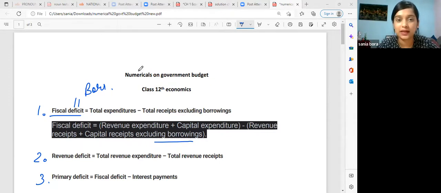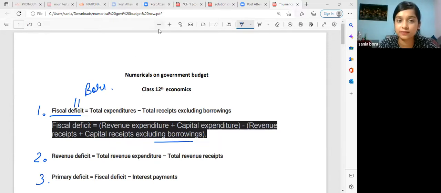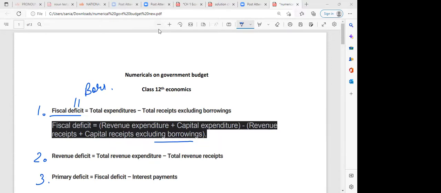Okay, next, Sania. What is the formula of revenue deficit? Total revenue expenditure minus total revenue receipts. Good. Halima, primary deficit. Fiscal deficit minus interest payments. Okay.